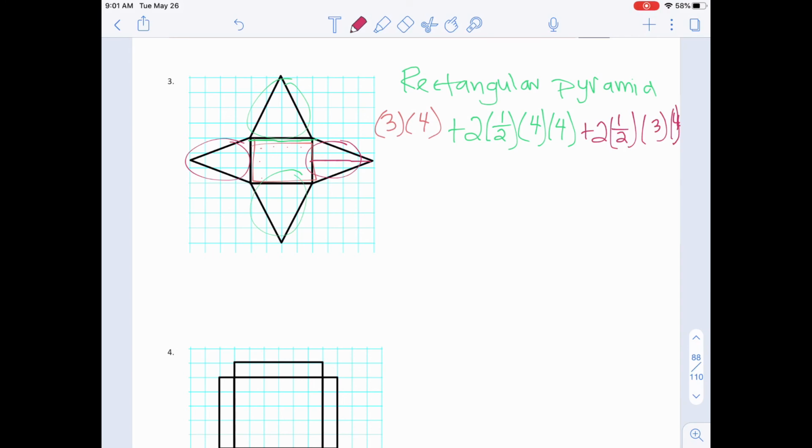There we are. So now I did my rectangular base. I did these 2 faces, and then I did these 2 faces. Now I can just multiply it all together. 3 times 4 is 12. 2 times 1/2 is 1. Times 4 is 4. Times 4 is 16. 2 times 1/2 is 1. Times 3 is 3. Times 4 is 12. And I add them all together. 12 plus 12 is 24. Plus 16 is 40. And then remember we have centimeters squared as our units. It's a surface area, so we have square units.